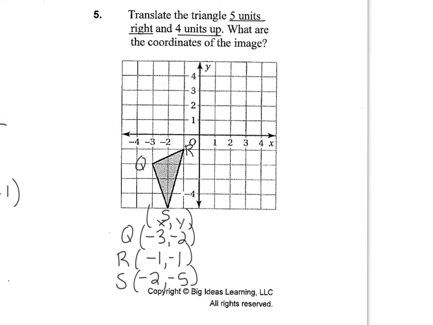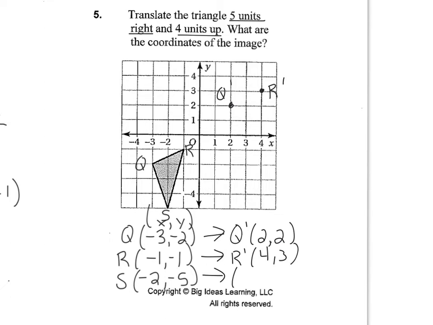So for Q, my new point is 2, 2. So I would make that Q prime. I am going to do the same for each ordered pair. So I'm going to do R prime. I'm going to move 5 to the right, and I am going to move 4 units up. R prime. I want to go back and label that other vertex Q prime so I don't forget. The new R prime value for the image is 4, 3.